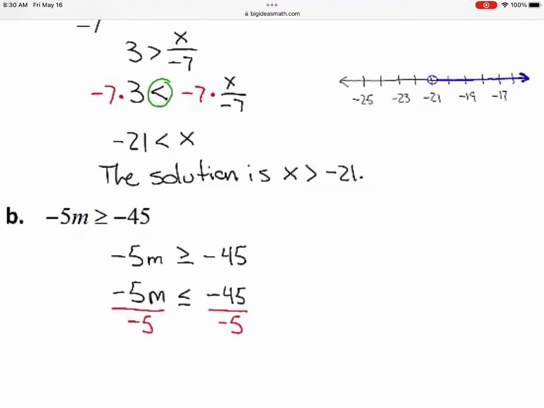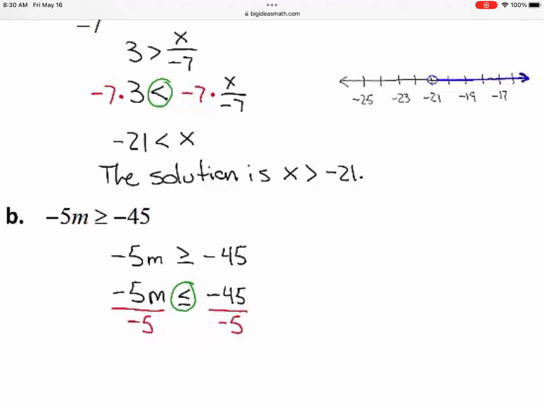Because you are dividing each side of the inequality by a negative number, reverse the direction of the inequality symbol. Negative 5m divided by negative 5 is less than or equal to negative 45 divided by negative 5.